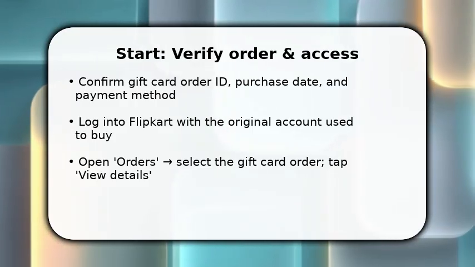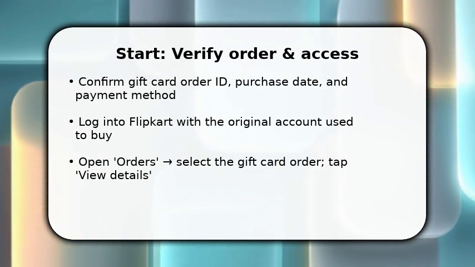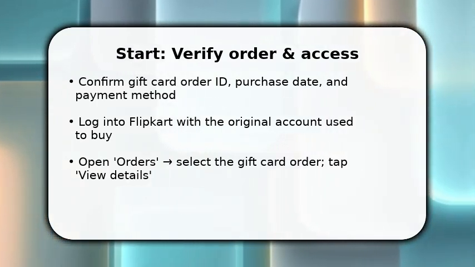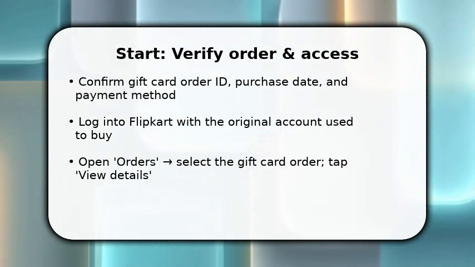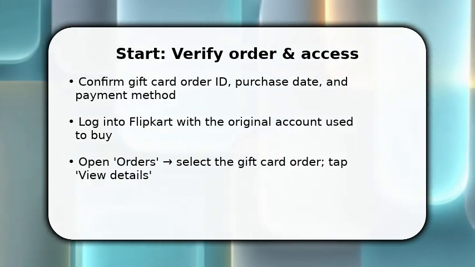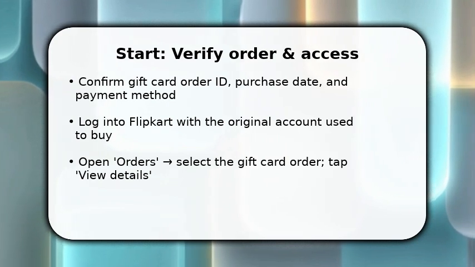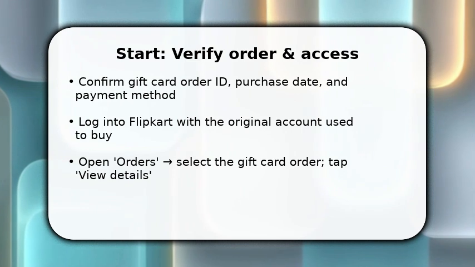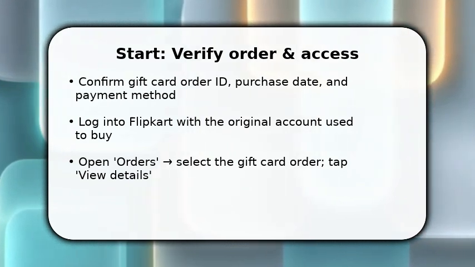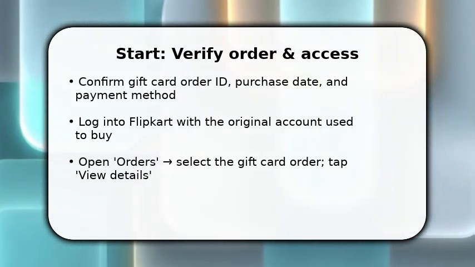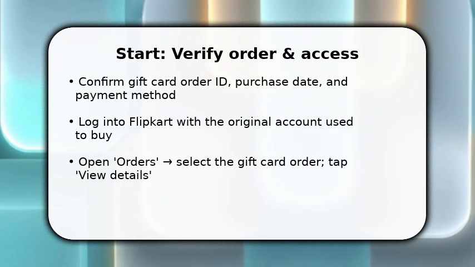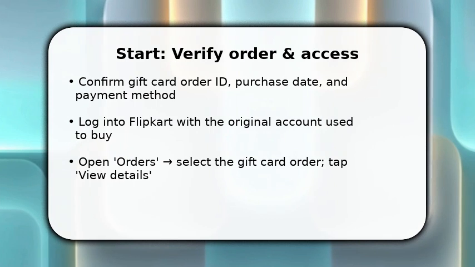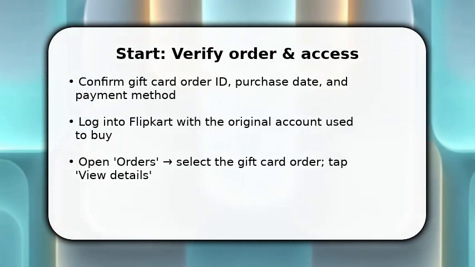You begin by confirming the purchase details so you avoid lookup delays. Once logged into the original Flipkart account, go straight to Orders, find the gift card entry, and open View Details. Make sure the order shows completed or delivered. Partial or pending payments block PIN display. If you paid by wallet or UPI, note the transaction ID as a backup. This gets you to the place where Flipkart stores the card code and redemption info, the first actionable step.